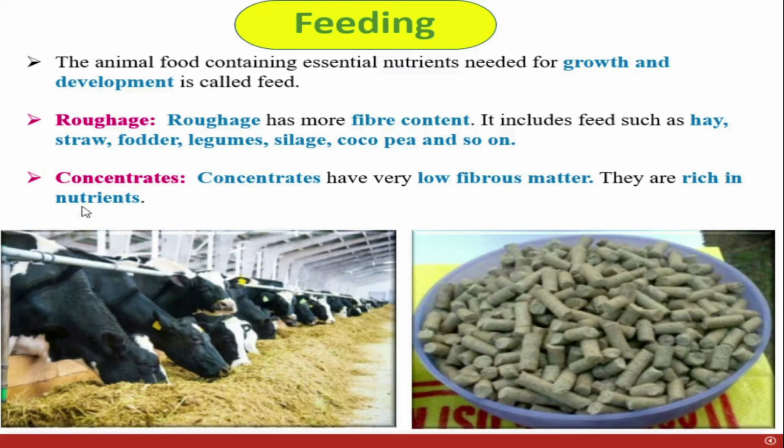Then concentrates. What are concentrates? Concentrates have very low fibrous matter, but they are rich in nutrients. So we have to provide these kinds of foods to the cattle.